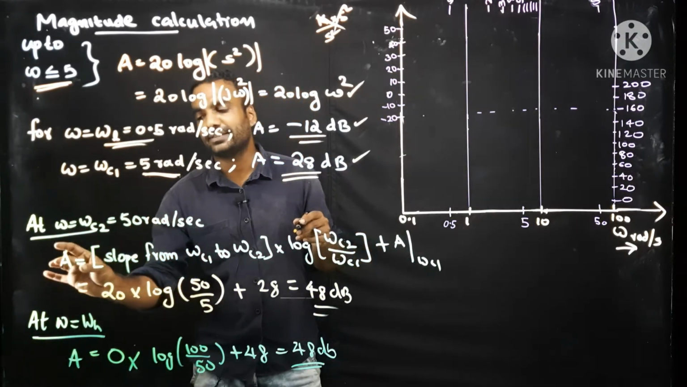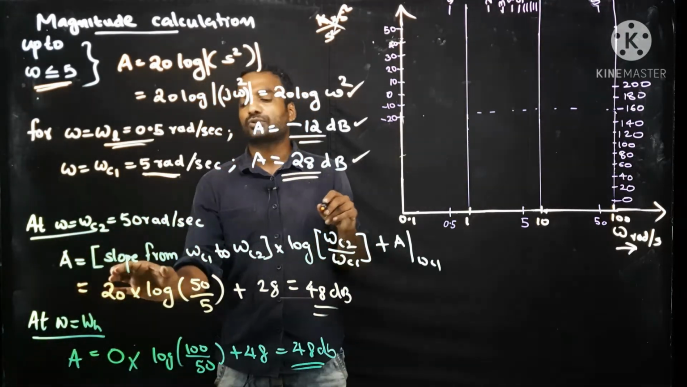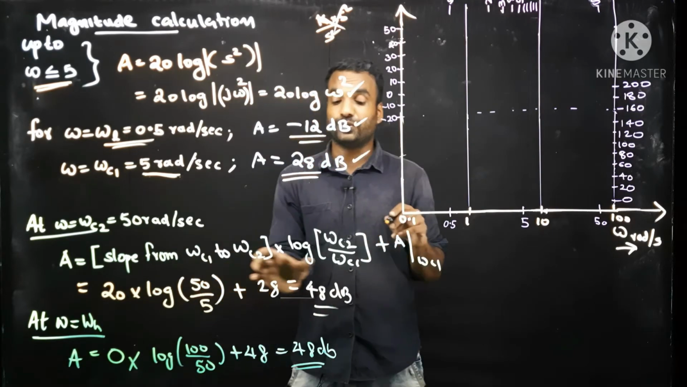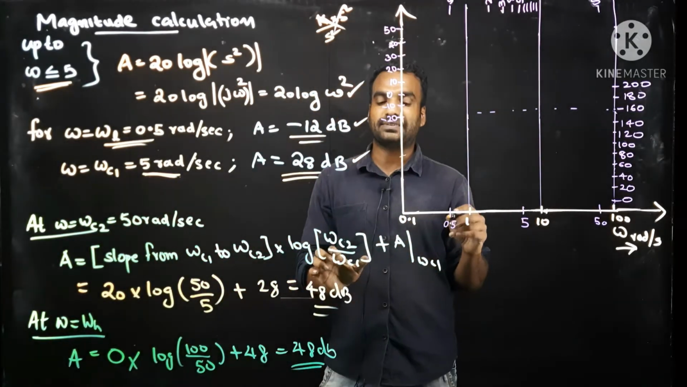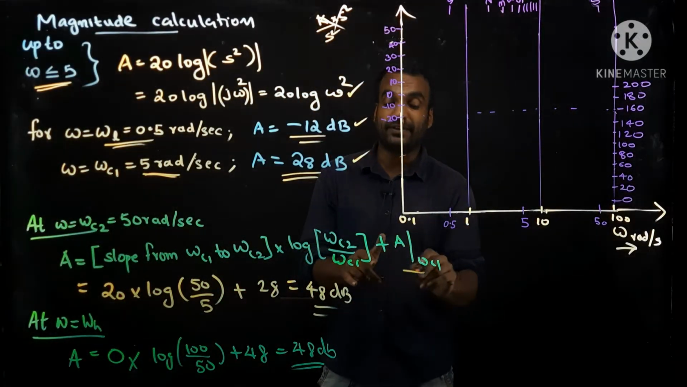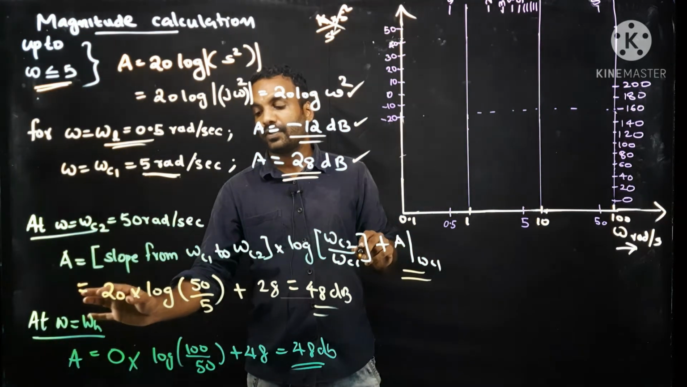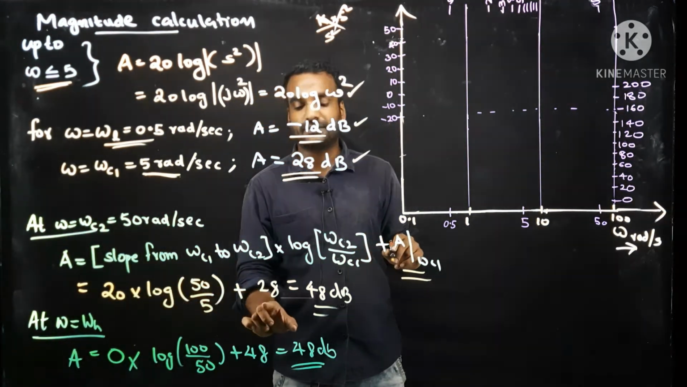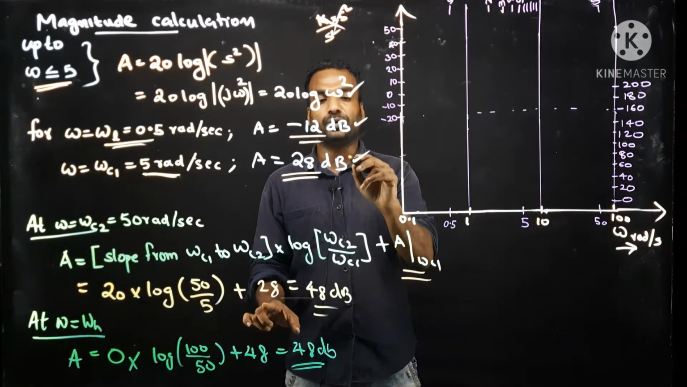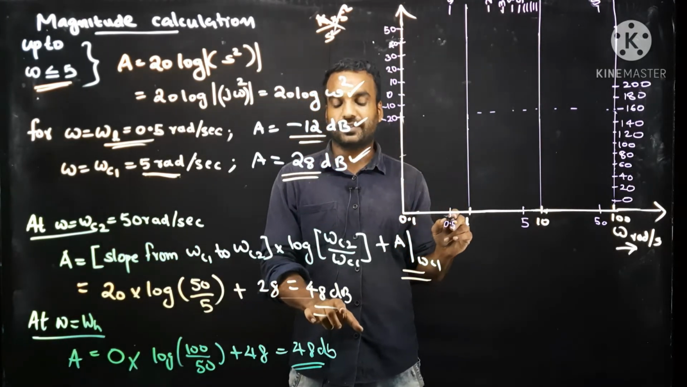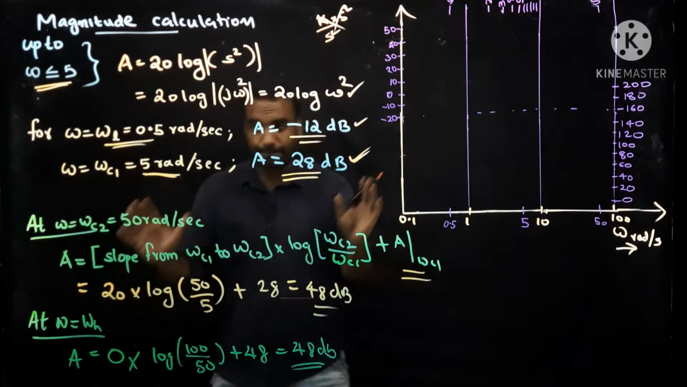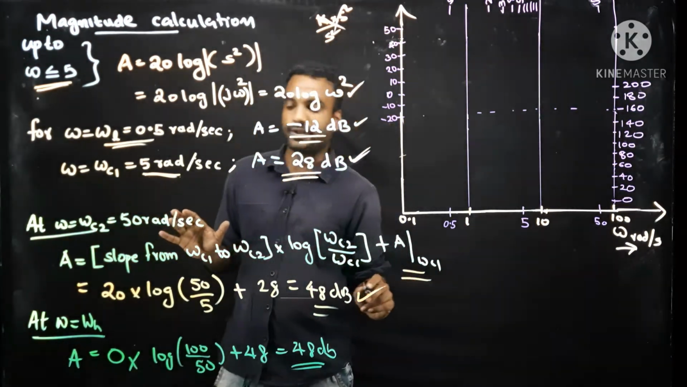So at omega C2, the gain equation is slope from omega C1 to omega C2 times log of omega C2 by omega C1, plus gain at the previous point omega C1. So 20 is the slope, log 50 by 5, plus the previous gain, which is 28. The answer will be 48 dB. Okay, now the third point is over.